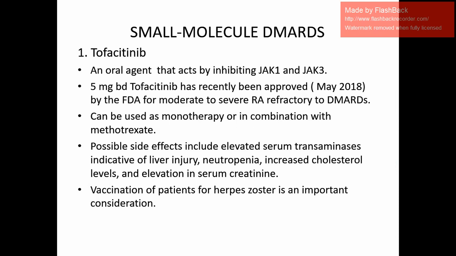Coming to tofacitinib, it's an oral agent that acts by inhibiting Janus kinase 1 and Janus kinase 3. It is given in the dosage of 5 mg BD, and it was approved by the FDA in May 2018 for treatment of moderate to severe RA refractory to DMARDs. It can be used as a monotherapy or in combination with methotrexate. Possible side effects include elevated serum transaminases, neutropenia, increased cholesterol levels, and elevation in serum creatinine. Before initiating tofacitinib, these patients should be vaccinated for herpes zoster.